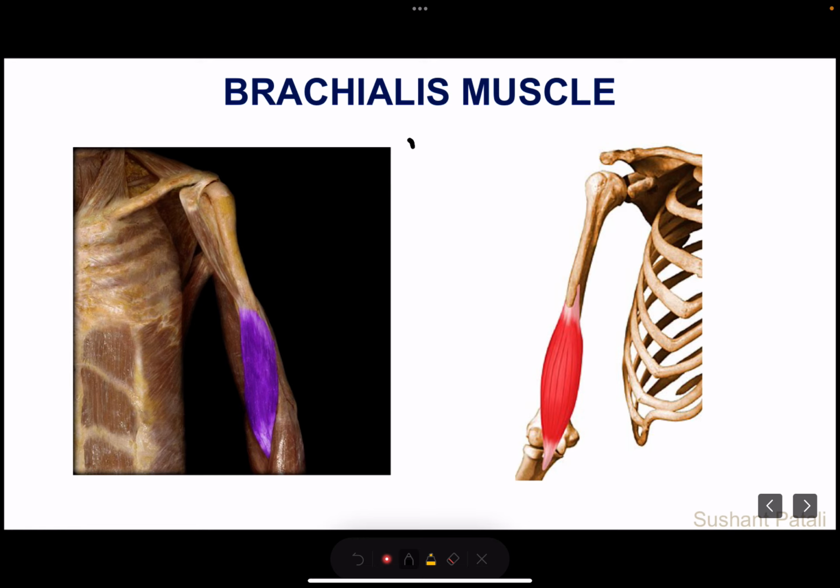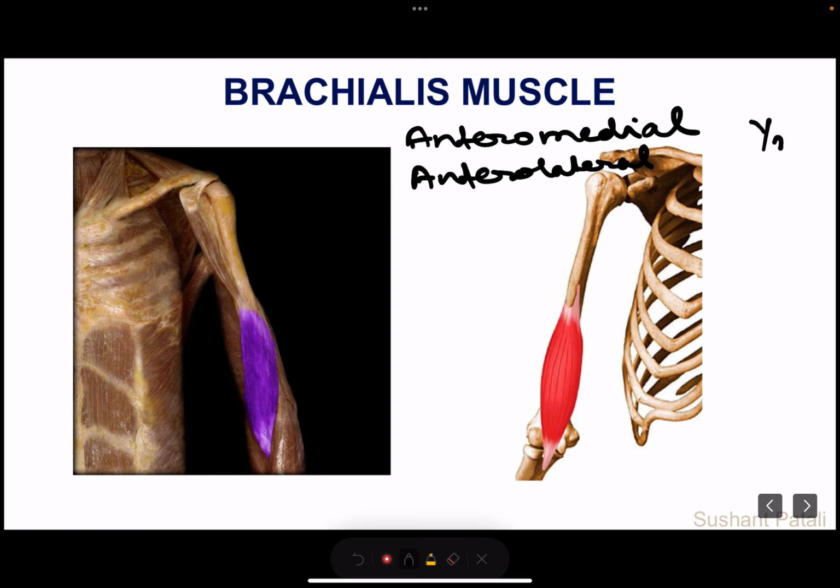All right, so it arises from the anteromedial and anterolateral surfaces of the lower half of the shaft of the humerus, and it embraces the deltoid insertion. Okay, as you can see, the insertion of the deltoid muscle is here, the V-shaped deltoid tuberosity. So the origin is embraced by the brachialis muscle, and some of the fibers of the brachialis arise from the medial intermuscular septum. So that's about the origin of the brachialis muscle.